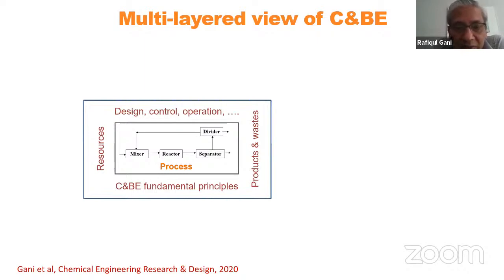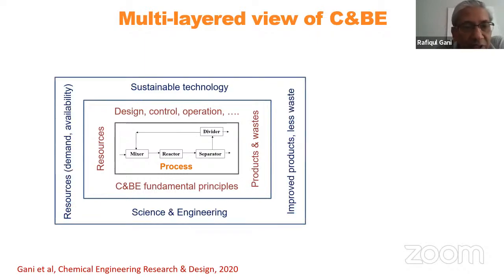We use the chemical and biochemical engineering fundamental principles to design the process, to control the process, to operate the process, and so on. One could ask if this core fundamental is enough. What we would say, it's not enough, because we need to know the demand of the resources, the availability of the resources. We also need to see if the product can be improved and the waste can be reduced. To do this, we need more than the fundamental. We need a combination of science and engineering, which will lead us to then sustainable technology.